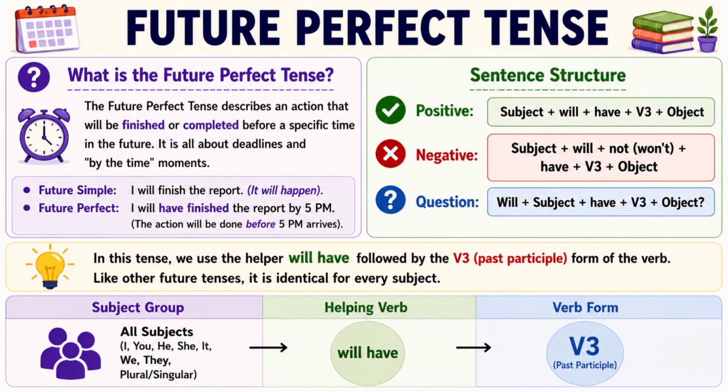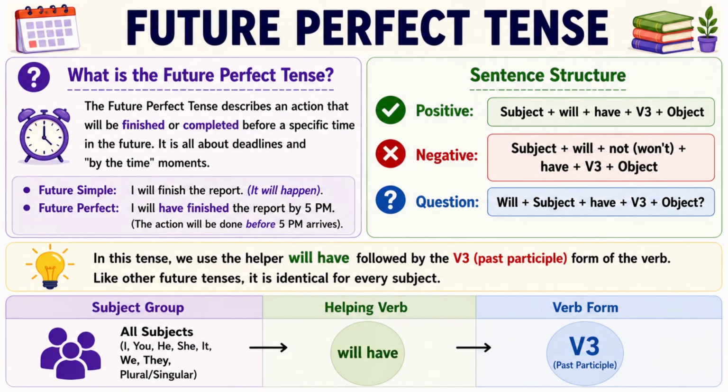"I will finish this report." This is in the simple future tense. It only tells us that the action will happen sometime in the future. But "I will have finished the report by 5 p.m." This is in the future perfect tense. Here, we know that the report will be completed before 5 p.m.